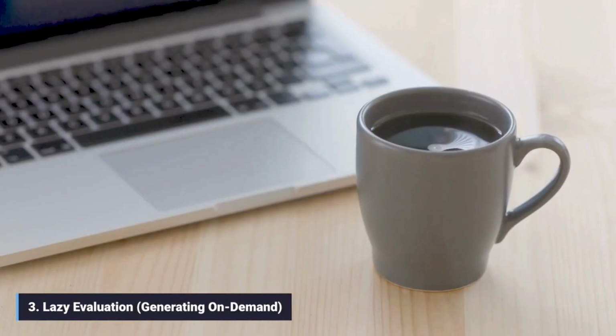3. Lazy evaluation. This pausing and resuming is called lazy evaluation or on-demand generation. The generator only calculates and gives you the next value when you explicitly ask for it, typically by iterating over it in a for loop. This means that even a generator capable of producing 1,000,000,000 numbers will only hold one number in memory at any given time, making it incredibly memory efficient.